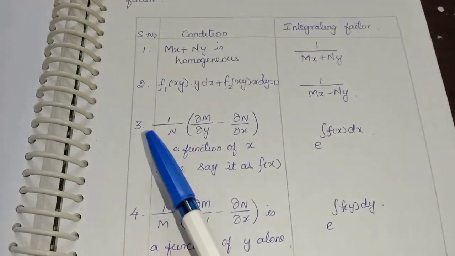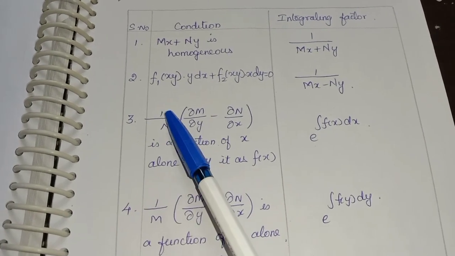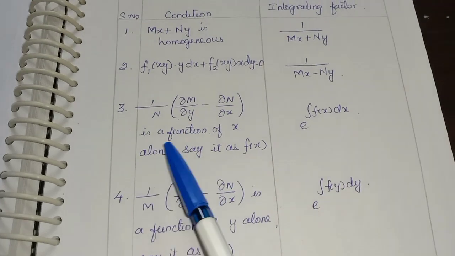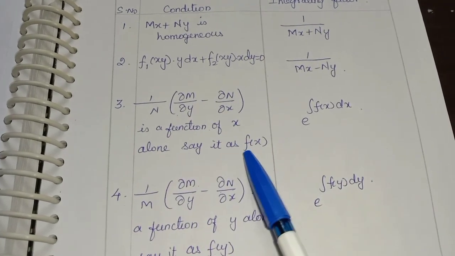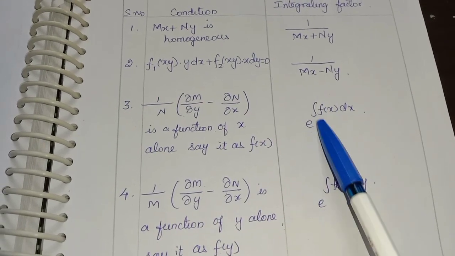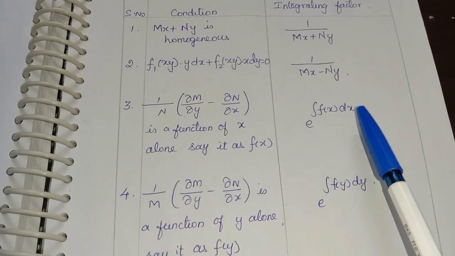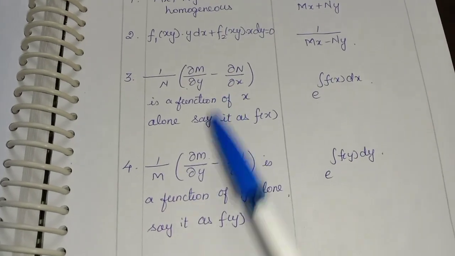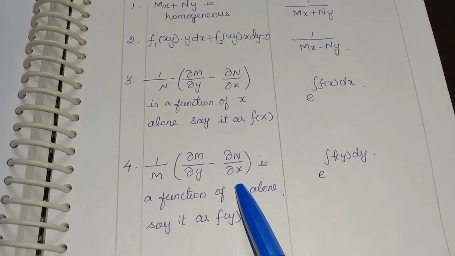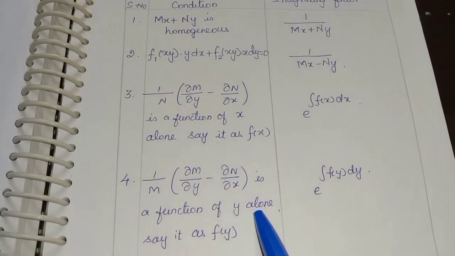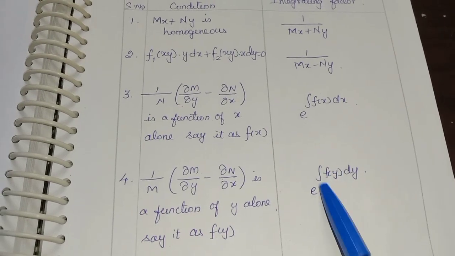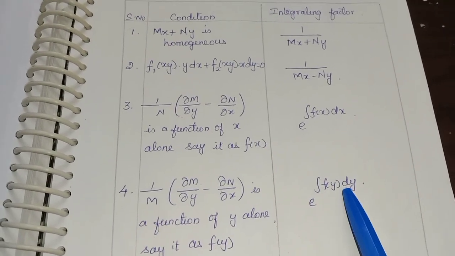Then the third one is, if 1 by n into dou m by dou y minus dou n by dou x is purely a function of x, say that value is f of x, then the integrating factor is e power integral f of x dx. Another case is 1 by m into dou m by dou y minus dou n by dou x is purely a function of y alone, say it as f of y. In that case, the integrating factor is e power integral f of y dy.